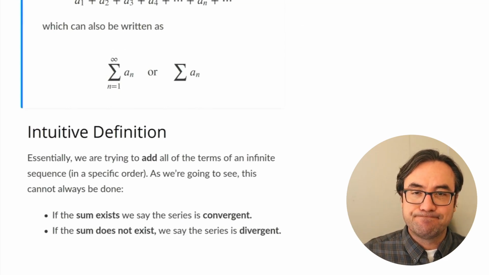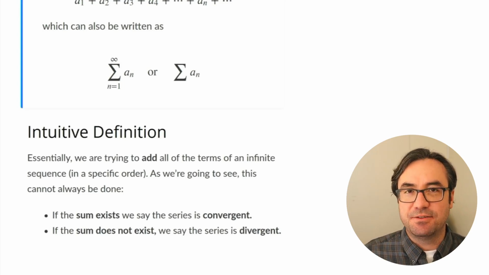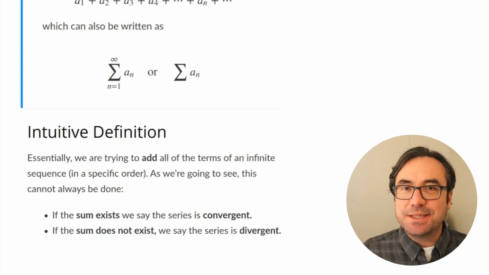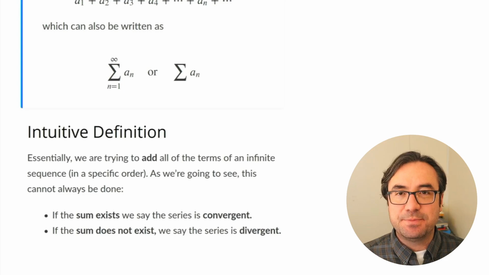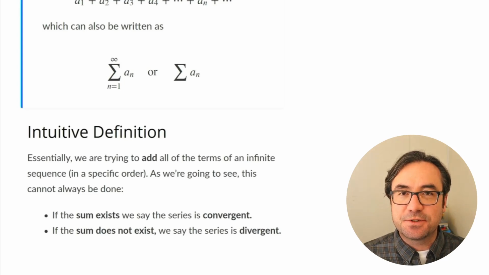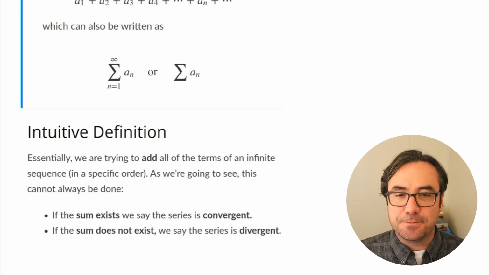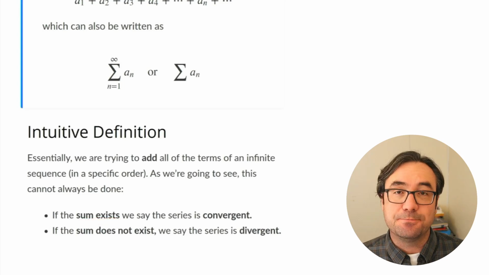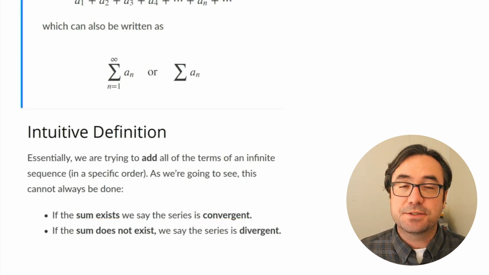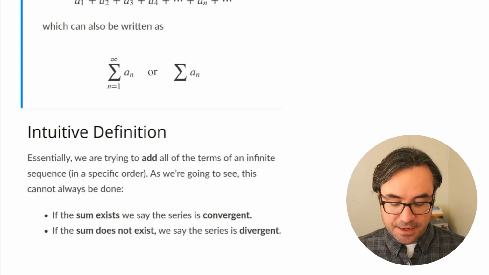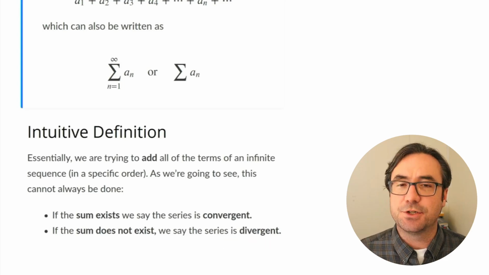As we're going to see, whenever infinity gets involved, you can't always do it. So we're going to see that this cannot always be done. If you have an infinite list of terms, you can't always add them all together. Sometimes you can, though. If the sum exists, we say that the series is convergent. And if the sum does not exist, we say that the series diverges.